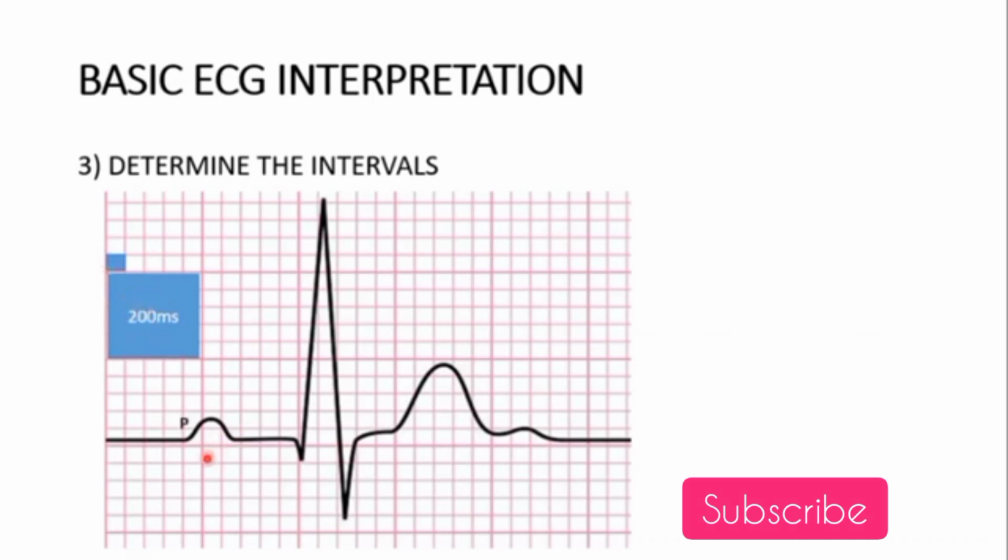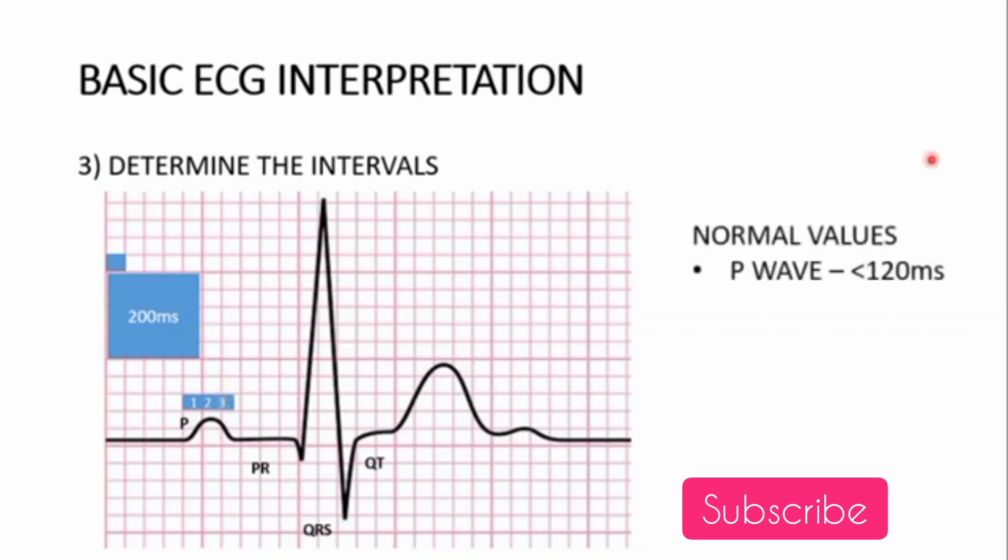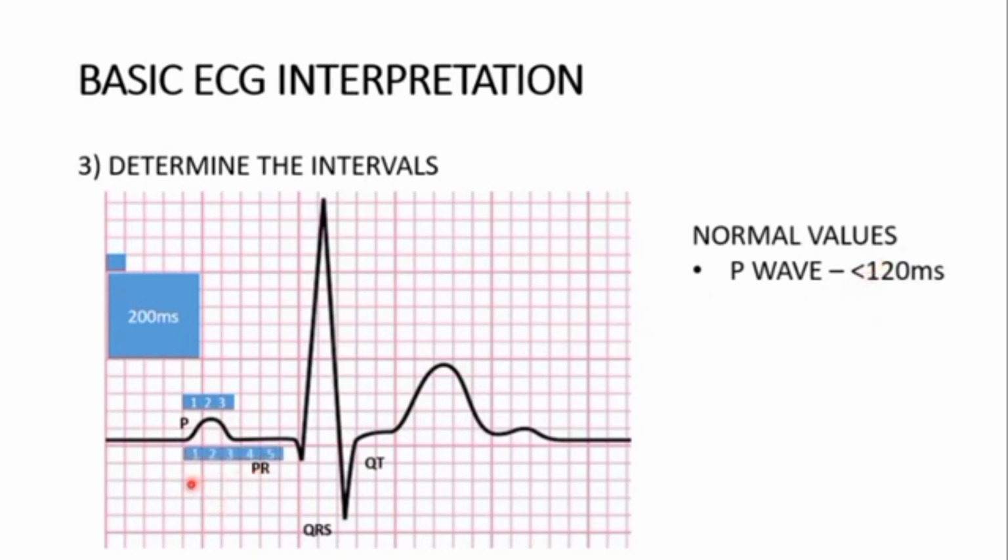Now this is the P wave, PR interval, QRS and QT. The P wave starts at the P and ends at the P. The number of boxes here is 3 small boxes. Each box is 40 milliseconds, so 3 boxes means less than 120 milliseconds. The normal P wave should be less than 120 milliseconds. The PR interval has 5 small boxes, which means it should be less than 200 milliseconds.